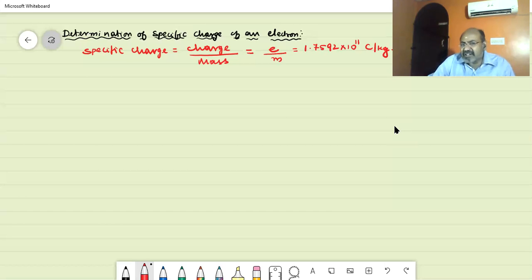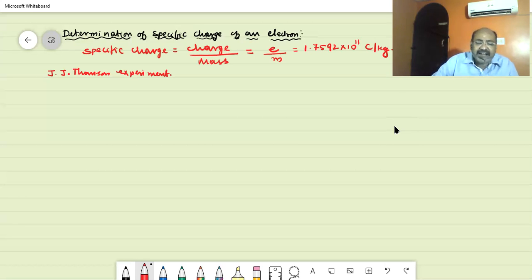See, this specific charge of the electron was determined by J.J. Thomson. So this determination of the specific charge of the electron can be done with the help of J.J. Thomson's experiment. So we are going to study about J.J. Thomson's experiment, with the help of which e by m, the specific charge of an electron or charge per mass ratio, is going to get calculated.